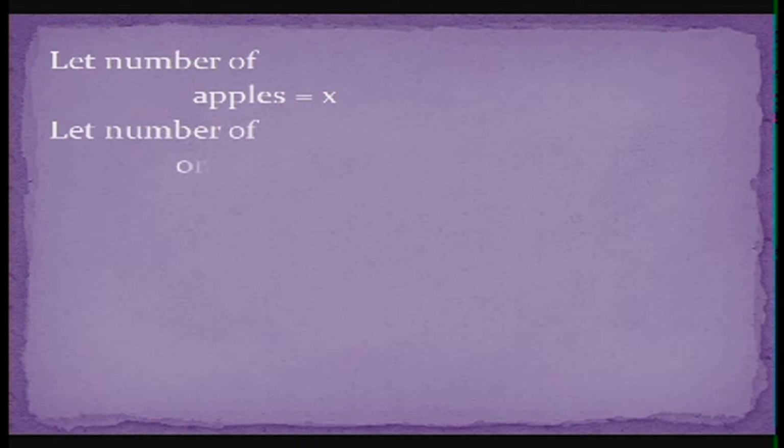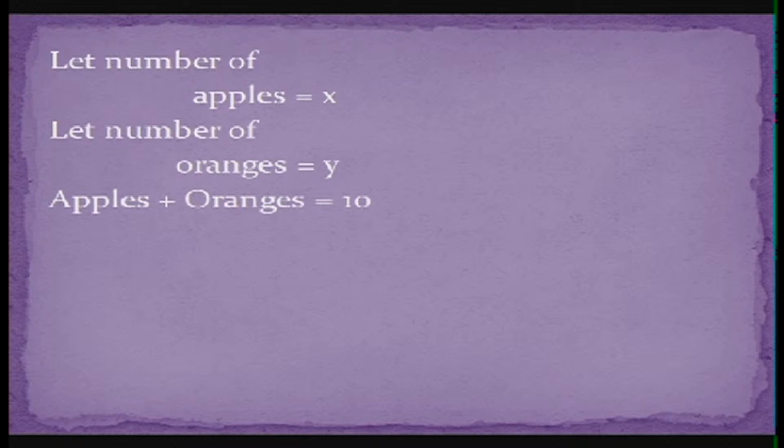Coming back to our problem of finding number of apples and number of oranges in algebraic method using substitution, let us take number of apples as x and number of oranges as y. We know that total number of apples and oranges is 10. So, we represent this in the form of an equation as x plus y is equal to 10.